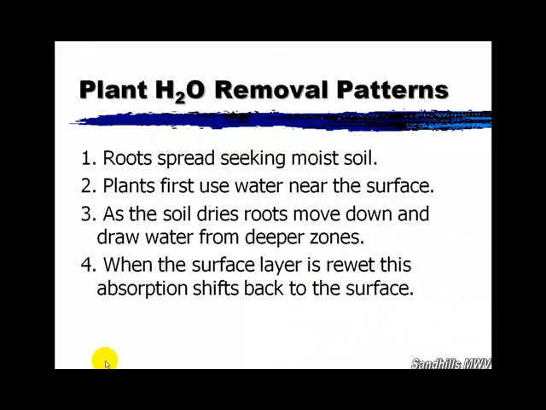So plants are going to remove water through their roots. They're first going to use the easy water near the surface. As the soil dries, roots will be put down. When the surface layer is re-wet, this absorption shifts back to the surface. So there's a constant wetting and drying cycle. And if you just water 1 inch a day, your turfgrass has no incentive to put roots down. Then when you do get a drought situation, you're going to have problems.